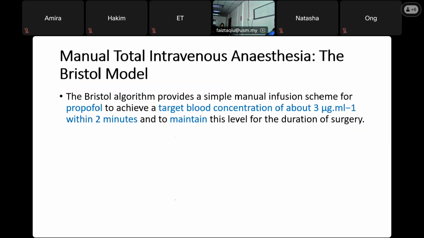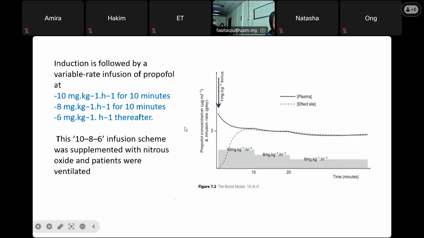For manual TIVA, we usually use the Bristol model. The Bristol algorithm provides a simple manual infusion scheme for propofol to achieve a target blood concentration of about 3 micrograms per ml within 2 minutes, and to maintain it during the surgery. For the Bristol model, the propofol should be bolused first.